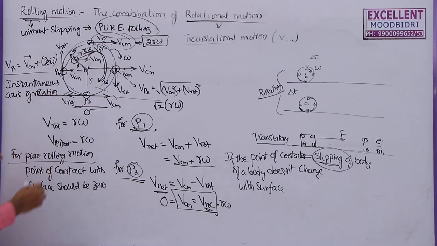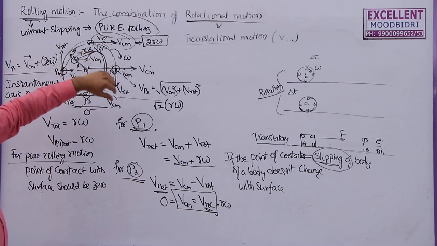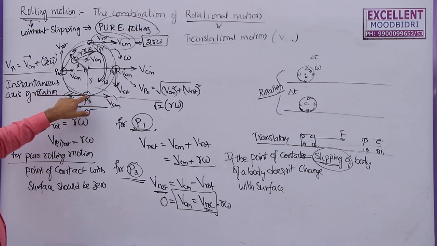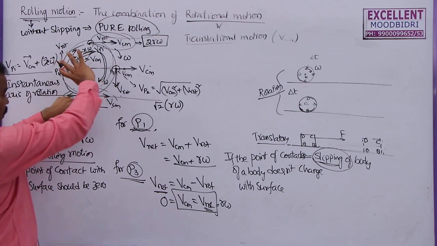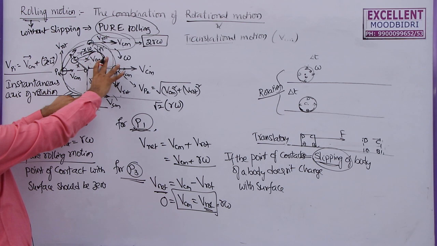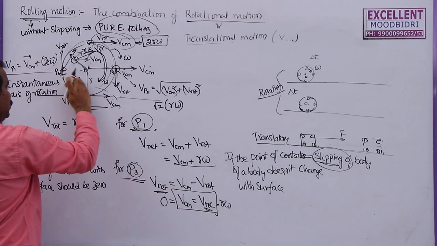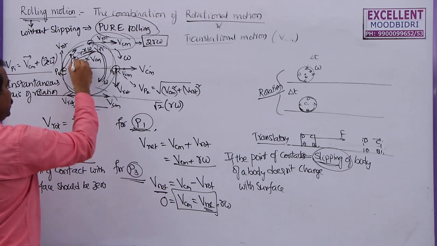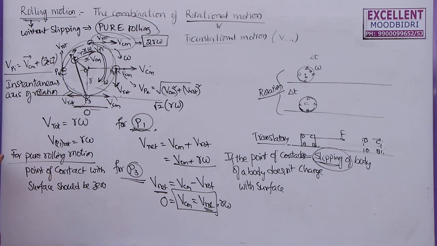The point about which this body appears to rotate is called the instantaneous axis of rotation. This body is rotating about this point now, so it is rotating like this. This particle is rotating like this. The line that joins this point with this one is called the radius of the instantaneous axis of rotation.